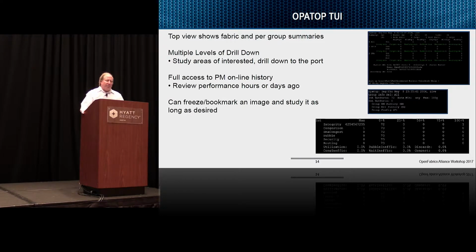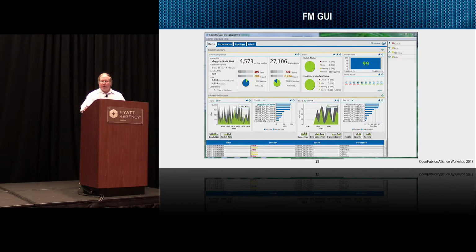And then, this tool lets us walk through the recent and short-term history that's online, and it can also bookmark and freeze an image so that it won't age out. So you could literally sit in the tool studying a particular interesting event from 2 days ago and keep studying it, and it won't disappear out from under you.